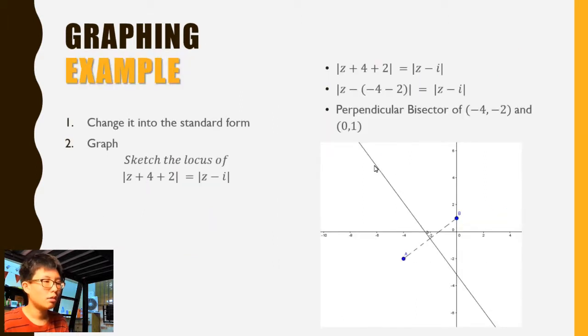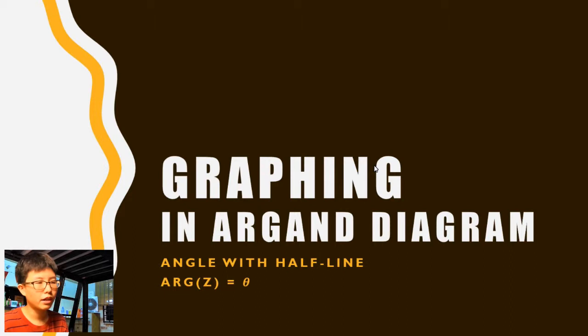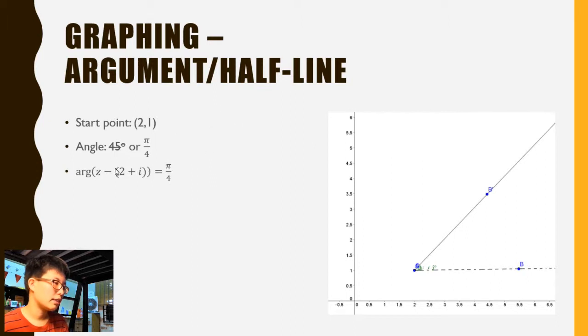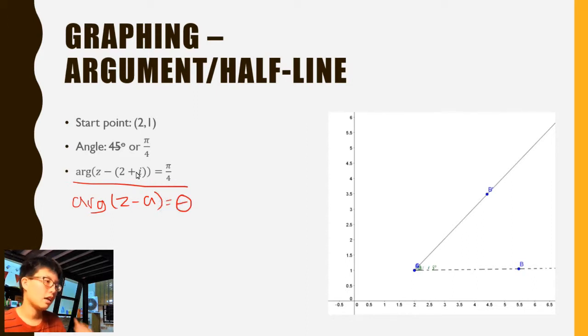Okay, finally we're going to be talking about graphing with argument of z. So let's talk about this. When you see something like this, again, it's arg(z - a) = theta this time. What's a? a is 2 + i, and the start point is (2, 1). So what we do is plot (2, 1) right here. Ignore these points, it's part of the graphing software I use. The next thing we need to see is pi over 4. Pi over 4 is this angle.